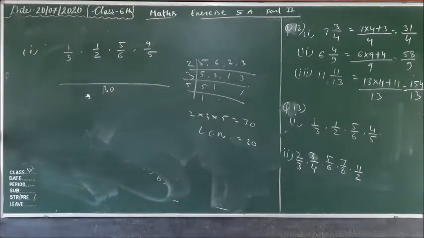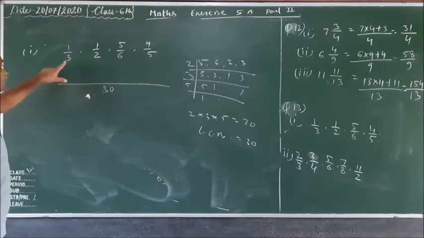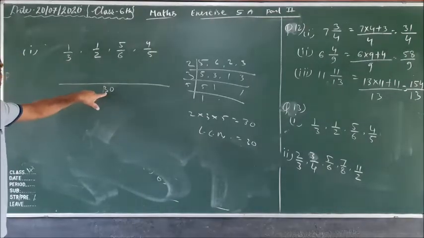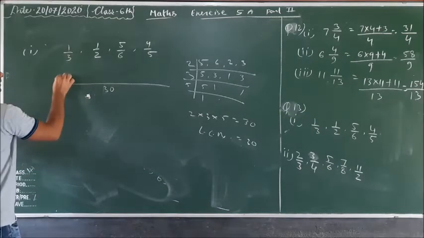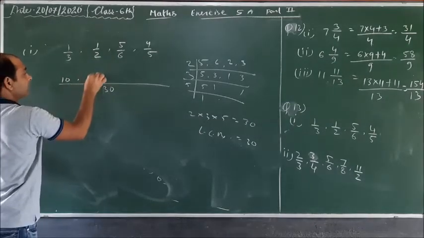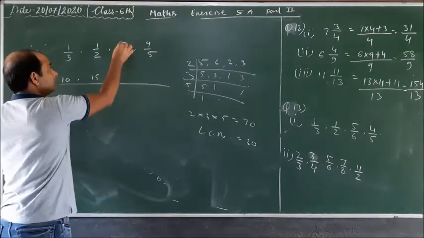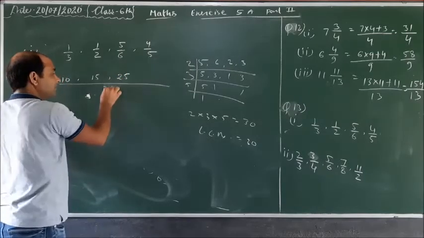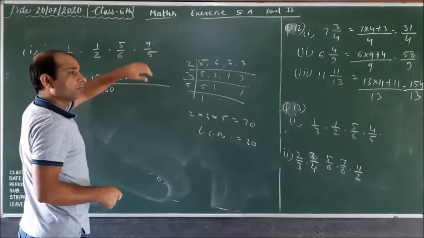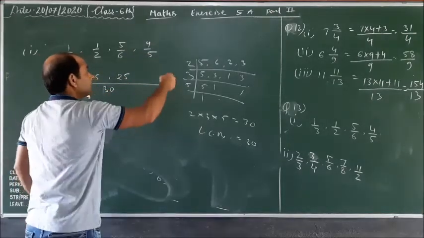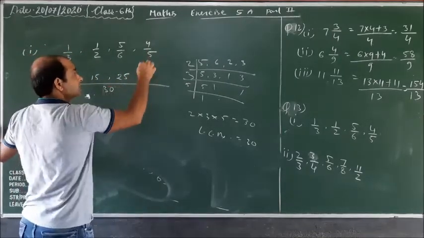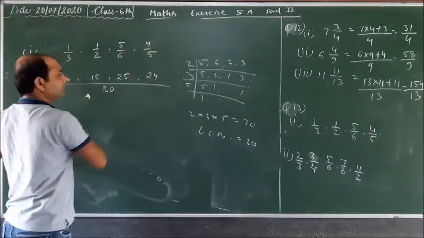So dear children, 3 10s are 30, divided by the denominator. 3 10s are 30. Answer is 10 and 10 multiplied by 1 equals 10. Okay. So 15 1s are 15, 6 5s are 30, 5 5s are 25 and 5 6s are 30. First LCM divided by the denominator, and the quotient multiplied by the numerator. Here 5 6s are 30 and 6 multiplied by 4 equals 24.